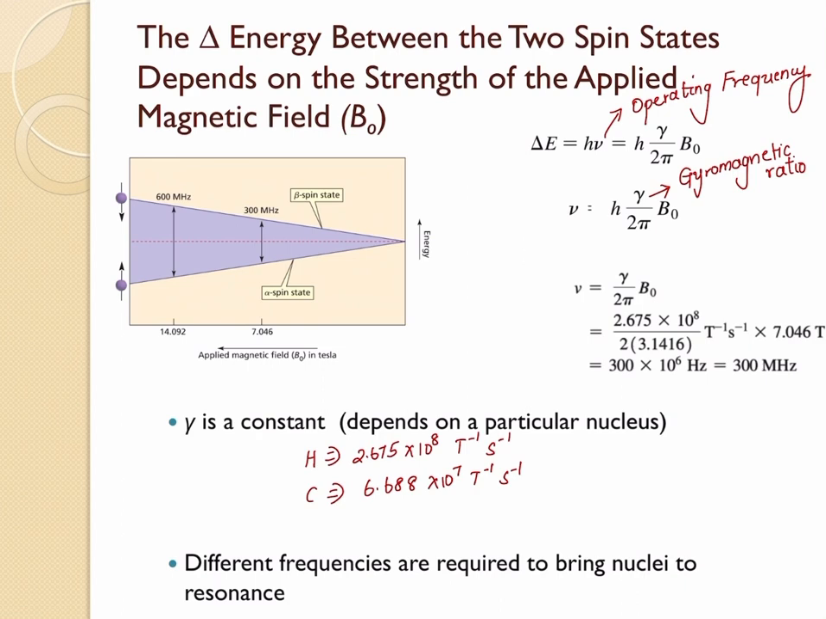Let's say that you're going to replace this number right here with 14.092. So you are increasing the applied magnetic field strength. In which case, this number will get increased to 600 megahertz. So you need to have a higher operating frequency spectrometer. And because each kind of nucleus has its own gyromagnetic ratio, different frequencies are required to bring nuclei to resonance.